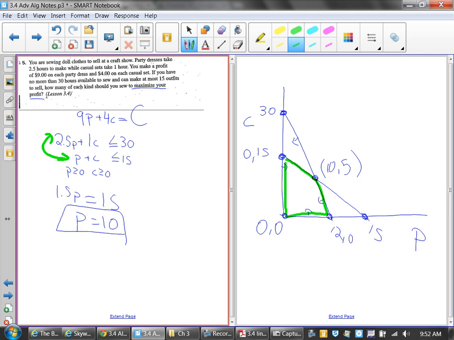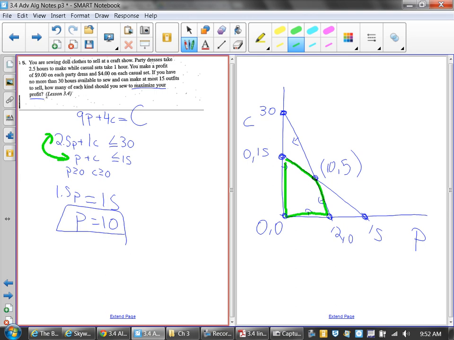So from those 4 ordered pairs, what one gives you your maximum profit? 10, 5. At 10, 5 will give you your maximum profit. Do you want me to show you how to substitute back into your equation? I'm thinking you guys can do that. My guess is still getting to this part is what's going to be a little iffy.